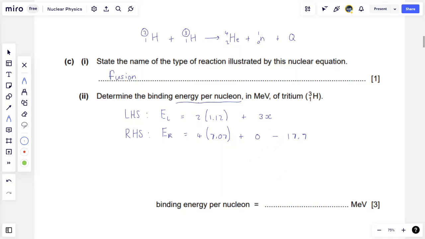But we can see that as well. We can observe that 2 times 1.12 plus whatever 3 times x is going to be less than 4 times 7.07. And so in order for the equation to balance, this has to be a negative sign.